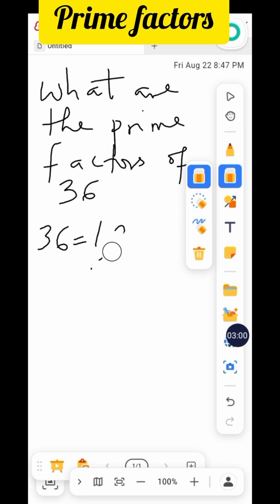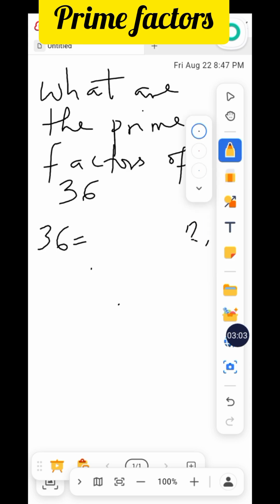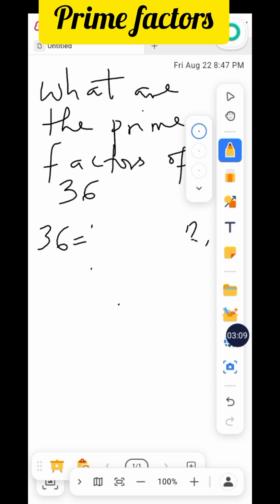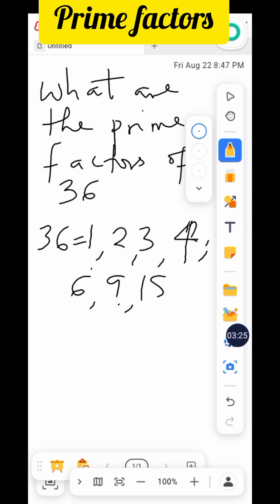So let's take that again. The factors of 36: 1, 2, 3, 4, 6, 9. I even made a mistake. 12 is supposed to be there. Anyways, 12, 18, and 36.